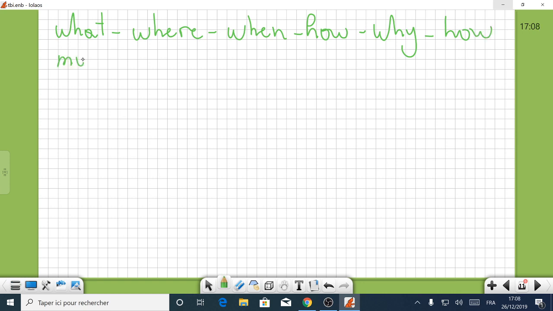How many, how old, which. I think that's it. 1, 2, 3, 4, 5, 6, 7, 8, 9. That's it. So let's go and see some sentences and we do them all together.